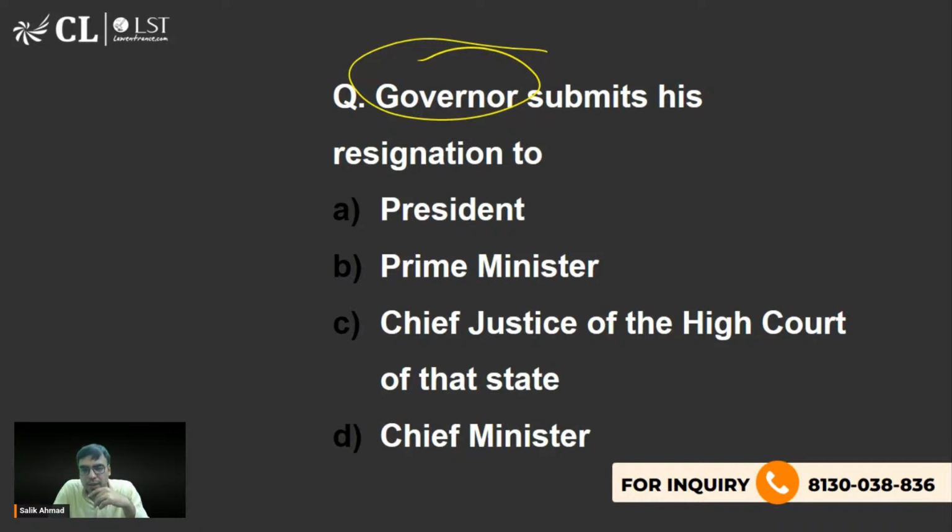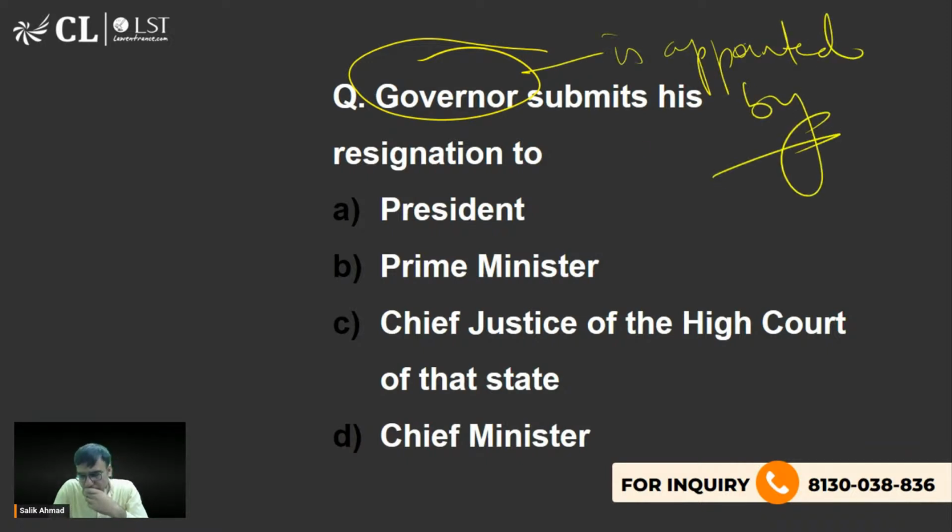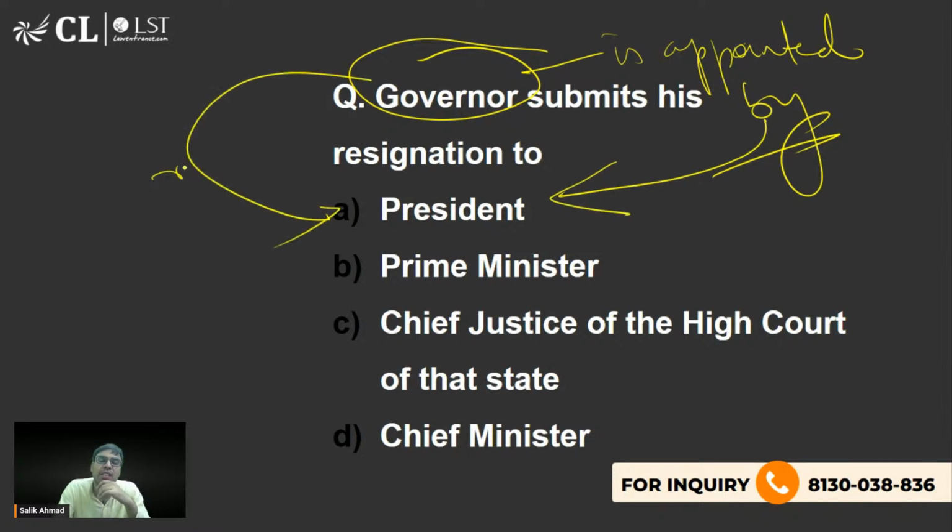गवर्नर सबमिट्स द रेजिग्नेशन टू होम. अच्छा, गवर्नर को अपॉइंट कौन करता है? Who appoints governor? गवर्नर इज अपॉइंटेड बाय, क्योंकि इलेक्शन तो होता नहीं इनका. Yes, you both are right. अब अपॉइंटेड बाय प्रेसिडेंट, तो जब रिजाइन करना हो तो प्रेसिडेंट को ही रेजिग्नेशन भेजेंगे. ठीक है, इज द राइट आंसर टू दिस क्वेश्चन.